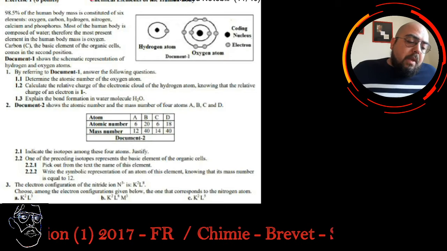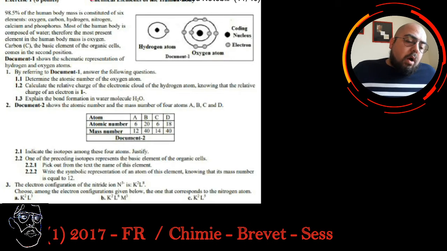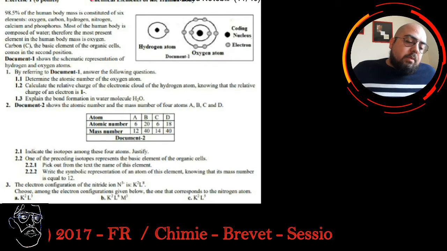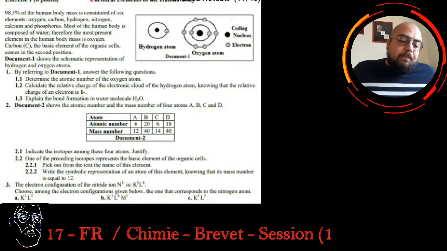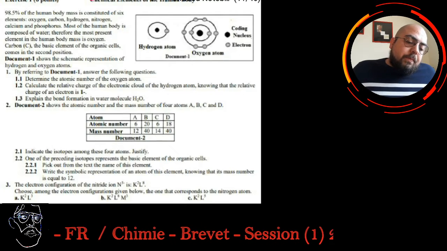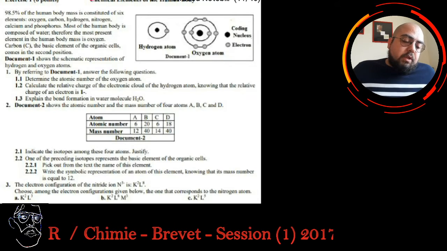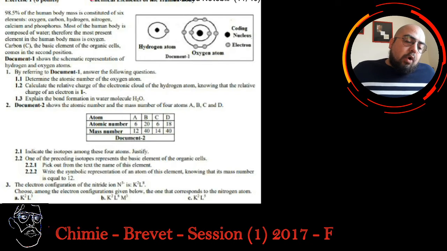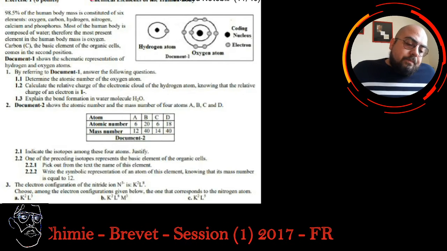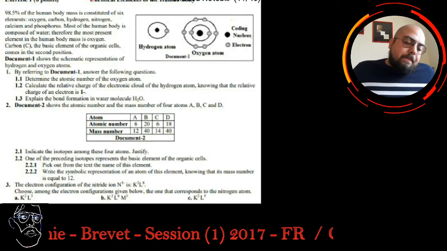98.5% of the human body mass is constituted of 6 elements: oxygen, carbon, hydrogen, nitrogen, calcium, and phosphorus. Most of the human body is composed of water. Therefore, the most present element in the human body mass is oxygen. Carbon C is the basic element of the organic cells. It comes in the second position.